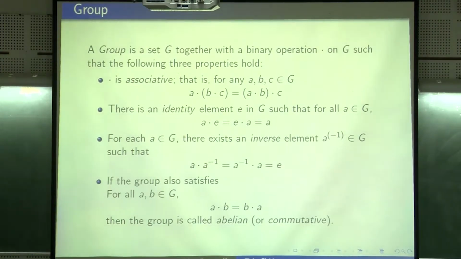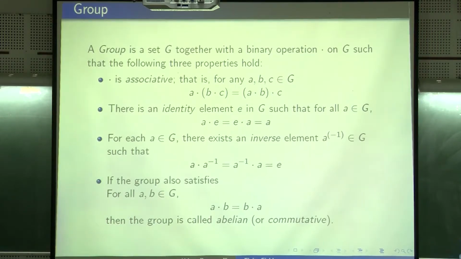The first one is closure. Take one group element and another group element and apply the operation, and the result should be in the same group. Then associativity: for any three group elements a, b, c, if you first operate b with c and then operate with a, it is the same as first operating a with b and then with c. So you get the same answer.